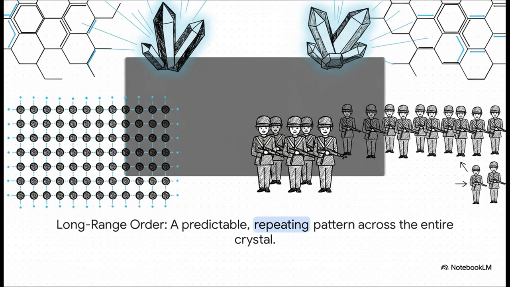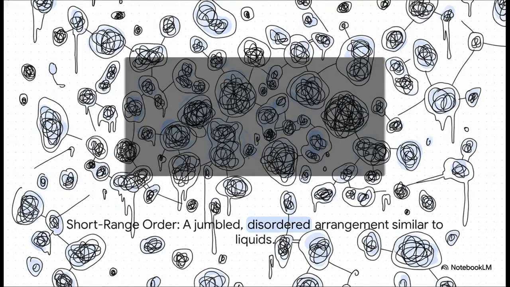Crystalline solids, these guys are all about what we call long-range order. Seriously, think of their atoms like soldiers in a perfect formation. If you know where just a few of them are standing, you can predict the exact position of any other soldier in the entire army. It's that predictable. But then you've got amorphous solids, and they only have short-range order.